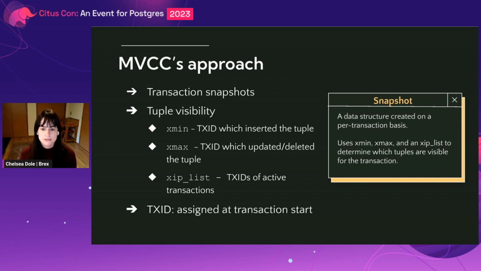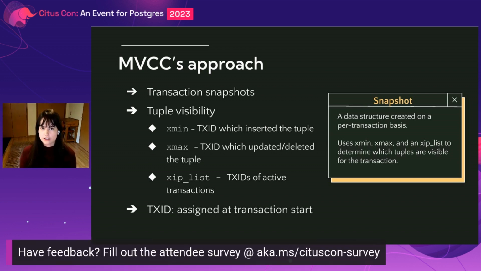It uses pieces of data such as xmin, xmax, and xip list to determine what tuples that transaction can see. Mostly it's using the first two, xmin and xmax. The xmin is the transaction ID which inserted the tuple. The xmax is the transaction ID which deleted it or updated it, if that's happened at all. Null if it's live and has never been updated or deleted. XIP list is a bit of an oddity, and we'll talk more about it in a couple slides. But basically, this is a list of the transaction IDs of currently running transactions.